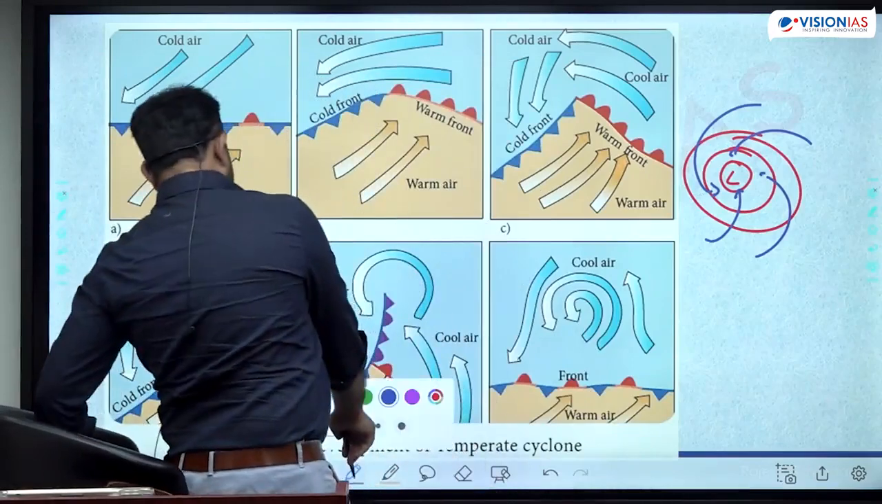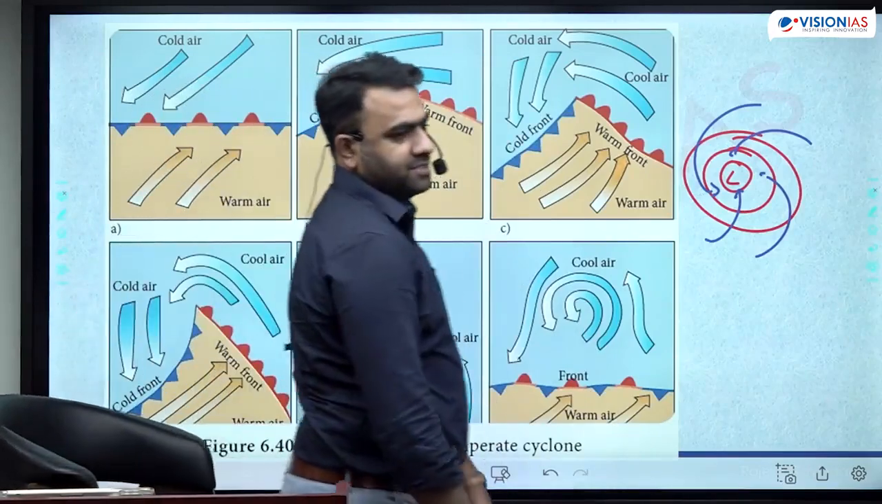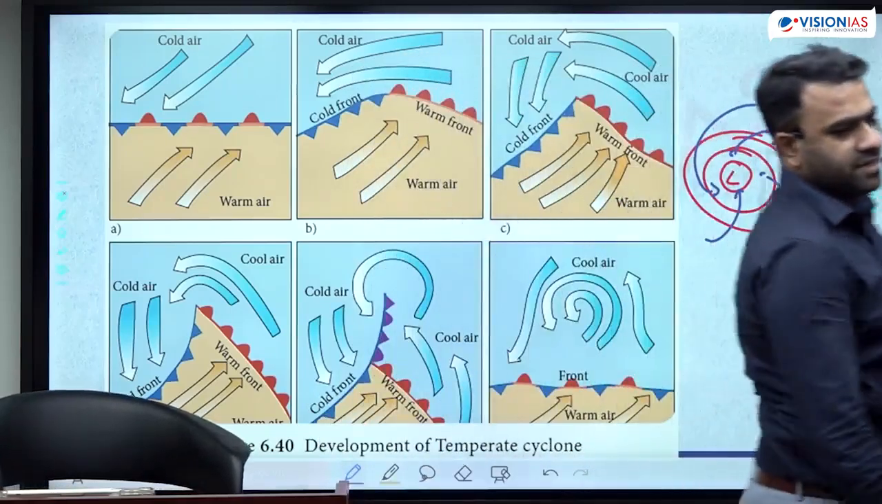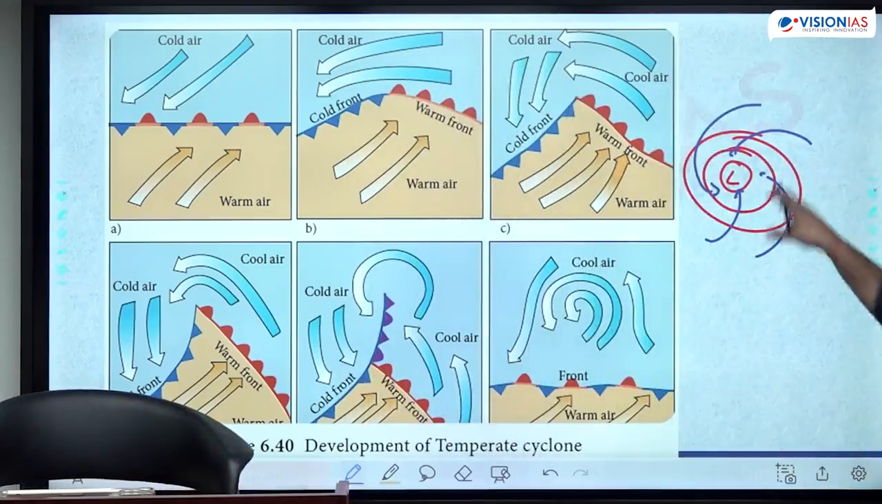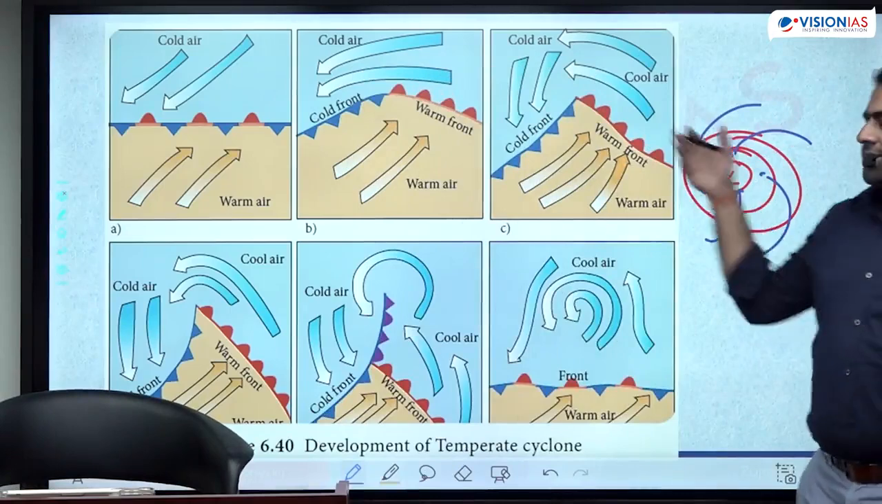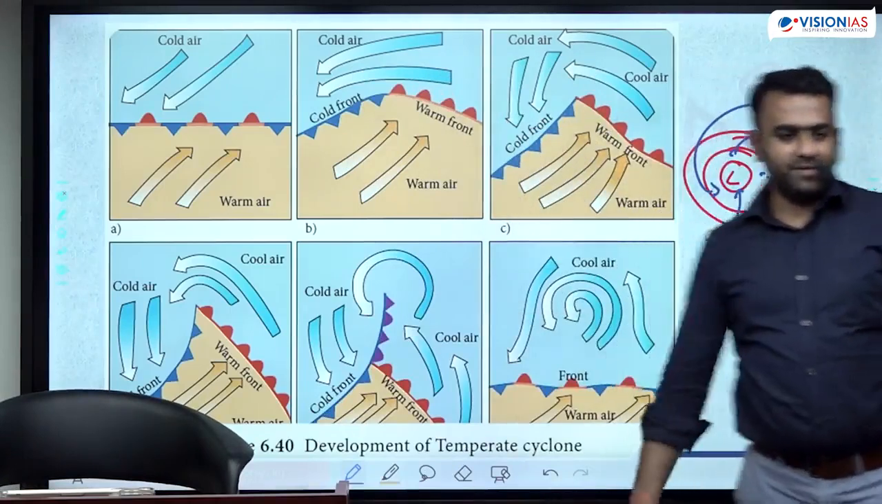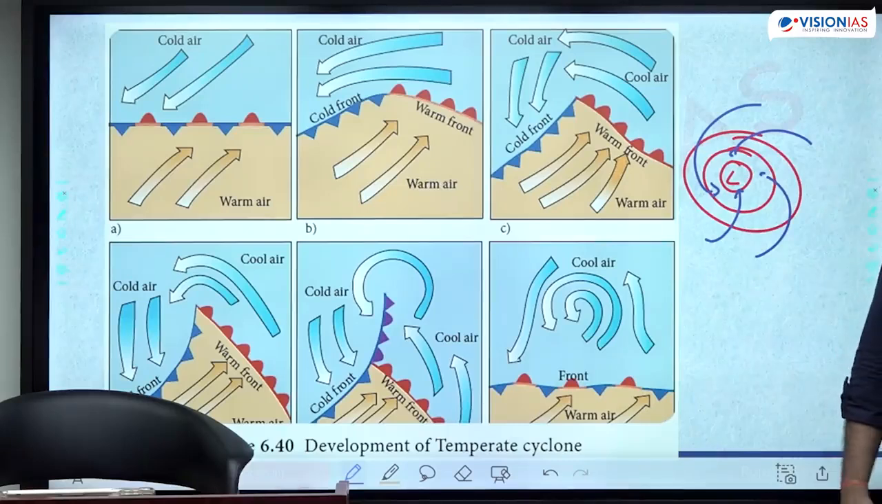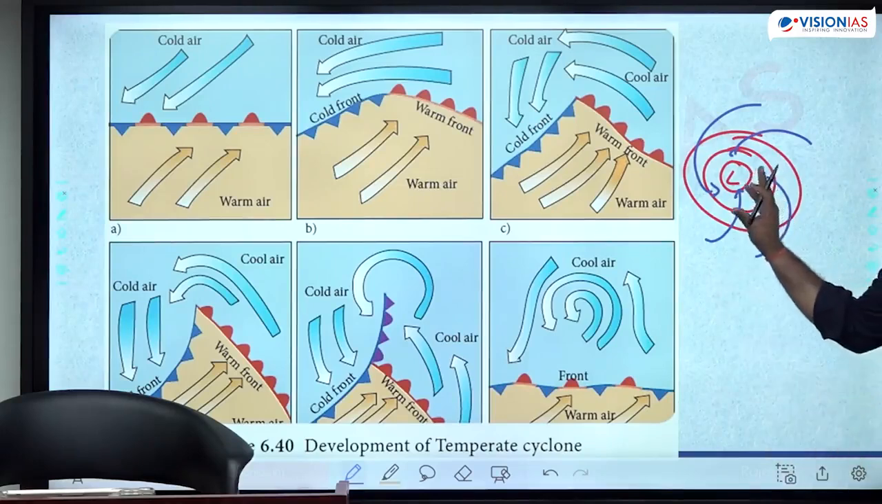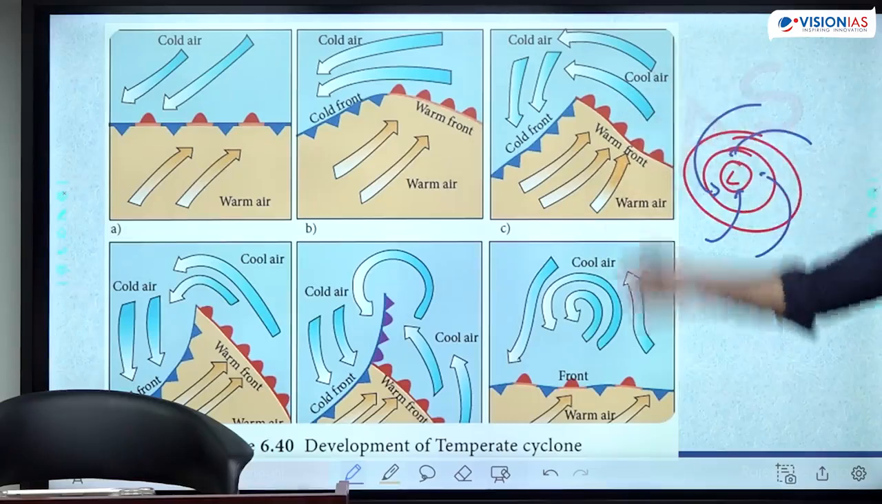Whenever there is a low pressure region around the temperate regions, the temperate latitudes, if at all there is a development of low pressure, it is in the same region that there is also front formation happening. Okay, fronts are happening, there is a warm front, a cold front, all of these are happening. This gets intensified with the help of these fronts.